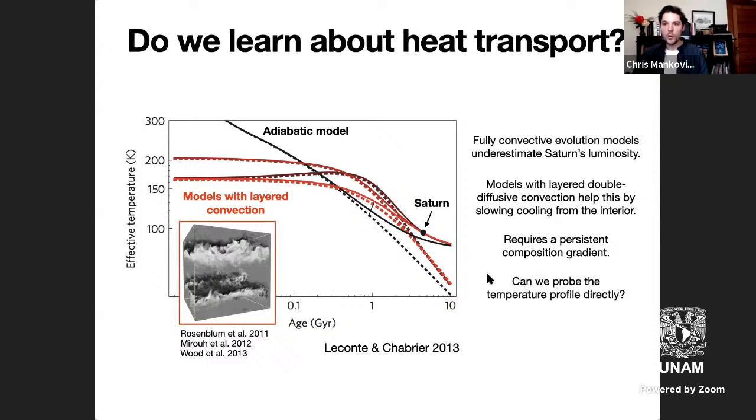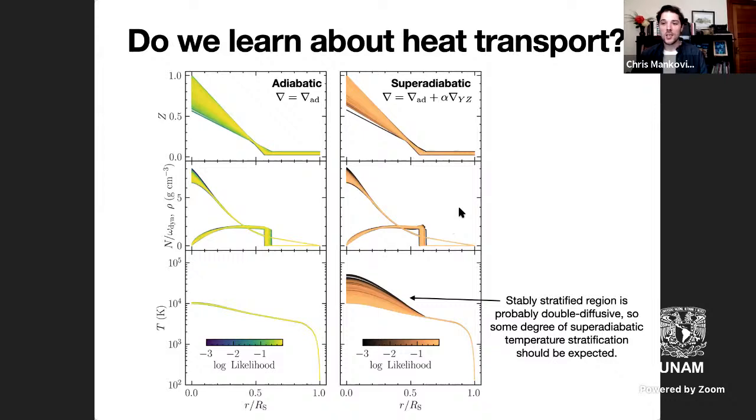And so can we probe the temperature profile directly to learn about whether this is operating in Saturn definitively? It certainly aligns well with our finding of the diffuse core and a massive composition gradient, but can we say so for sure? And the answer, unfortunately, is no.